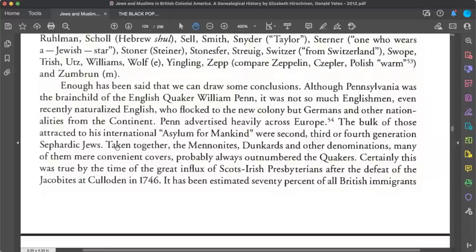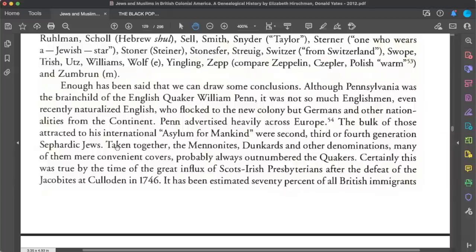Even recently naturalized English flocked to the new colony, but also Germans and other nationalities from the continent. Penn advertised heavily across Europe. The bulk of those attracted to his international asylum for mankind were second, third, or fourth generation Sephardic Jews. Taken together, the Mennonites, the Dunkards, and other denominations, many of them more convenient covers, probably always outnumbered the Quakers.